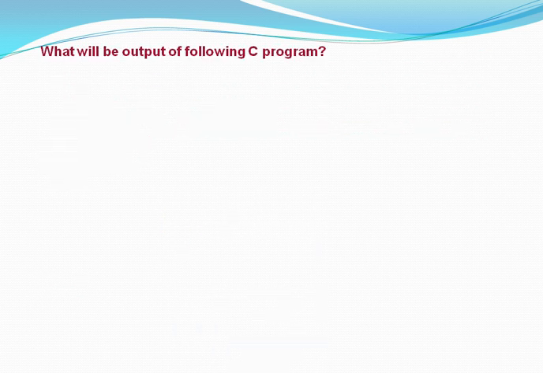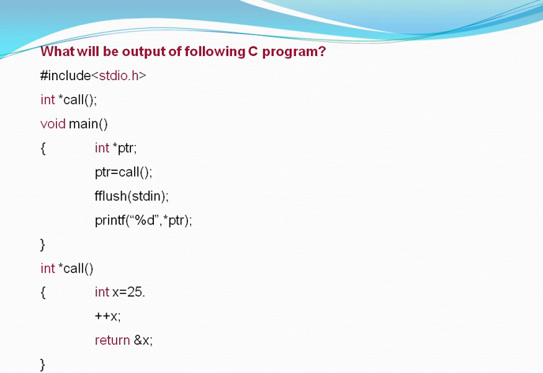So what will be the output of the following C program? We have one prototype declaration at the top of the void main function. int star call is the function name. Now we have declared one integer pointer ptr, so ptr is equals to the call function. fflush(stdin) will clear the buffer area. Now printf %d star ptr.